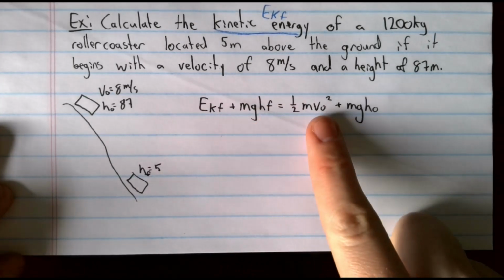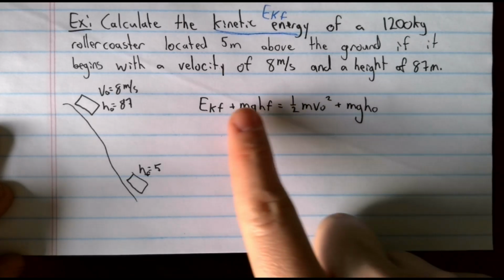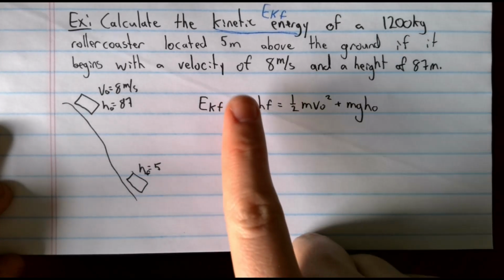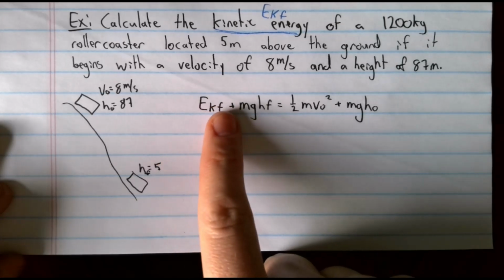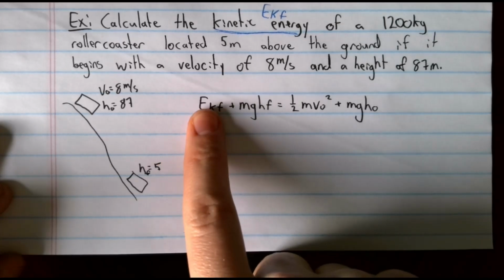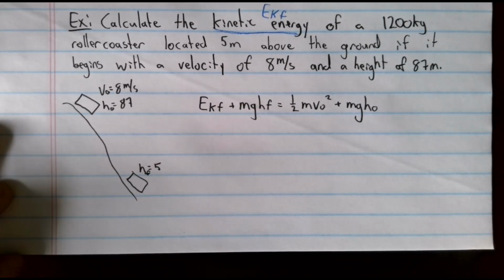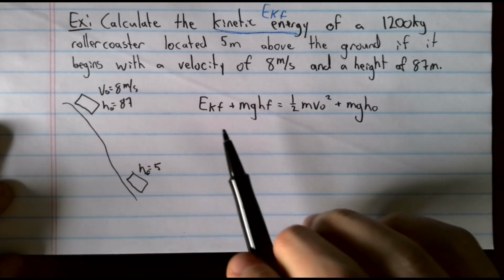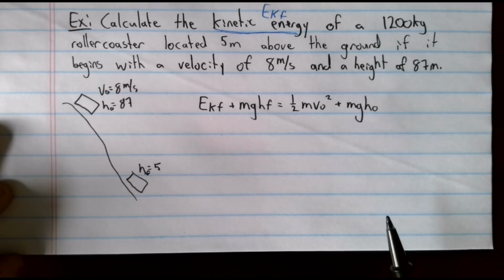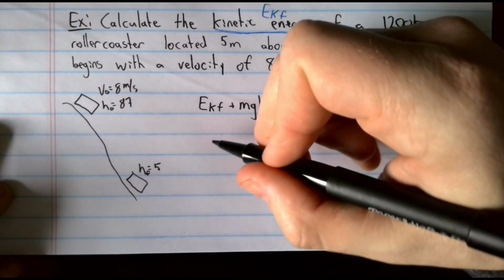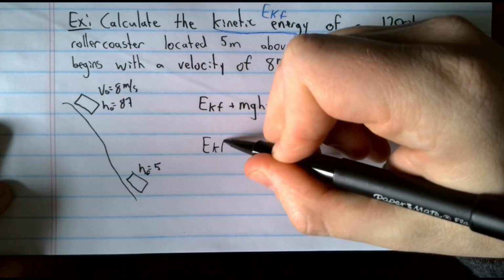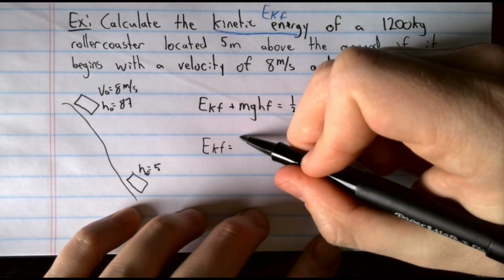In order to cancel out the M's, you need to have an M in all four of these terms, but we only have it in three. The fact that EKF is here rather than 1/2 MVF squared means that we can't cancel out the M's in the others. What we can do is solve for EKF and plug in everything else. So I'm going to subtract MGHF on both sides. And here's what I get.